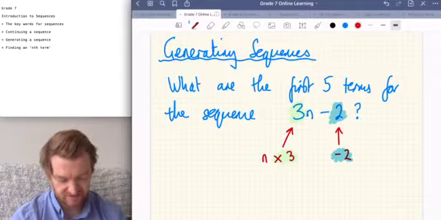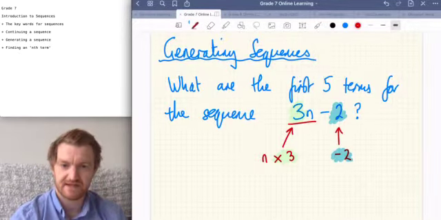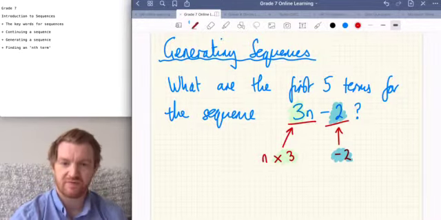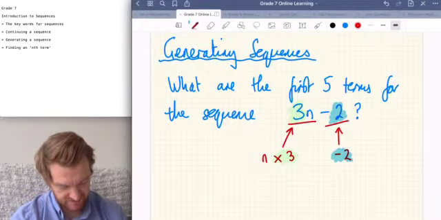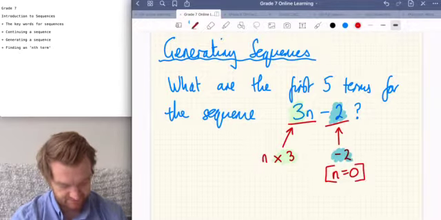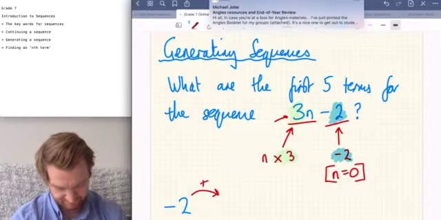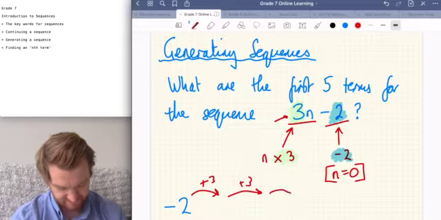We also know this 3 tells us we're adding on 3, or 3n is 3 times n. We know that this minus 2 is what we must have started from. So this must have been the starting term, that n equals 0. So we're going to have negative 2, and then we're going to be adding on 3, this 3 here. And so on.